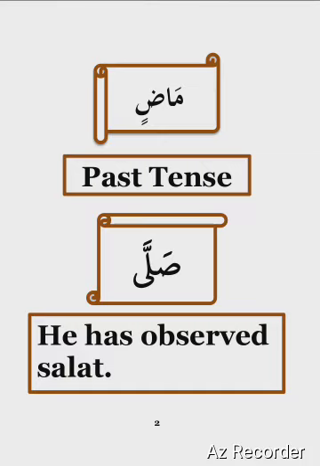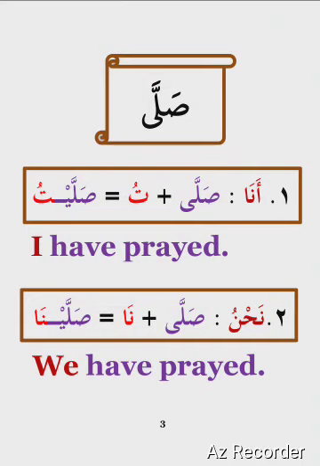We are going to learn how to manipulate, how to change or how to conjugate the verb صلى to suit certain pronouns in Arabic. لعلك فهمت. I hope you understand. MashaAllah. صلى simply means he has observed salat. He in Arabic is huwa, which is the opposite of hiya, she.